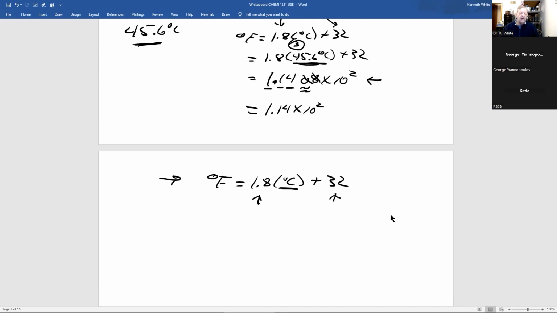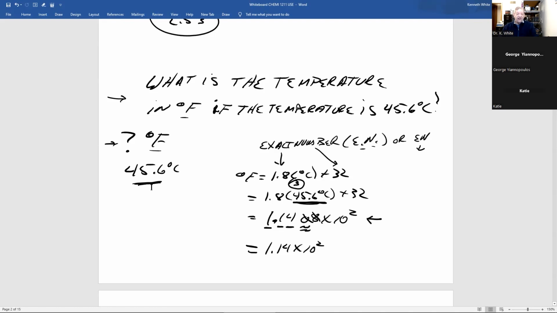When you're doing a problem like this, degree C isn't always going to be the same number. You're going to measure it. In my case, I said, well, it's 45.6. And I measured it with a thermometer.